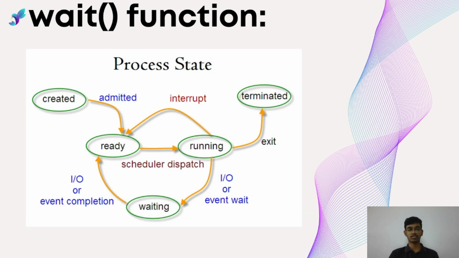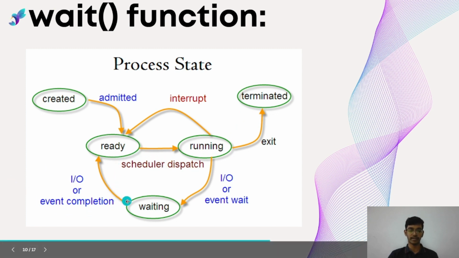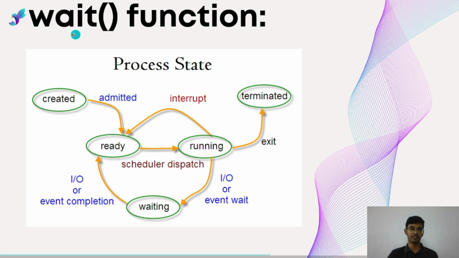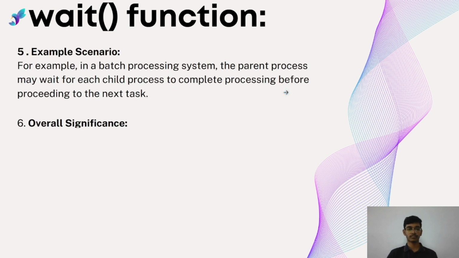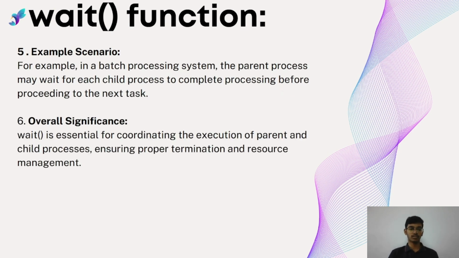So this is the flowchart of the wait function and process states. Whenever a new process is created, it enters the ready queue, and if it is accepted by the CPU, it will be running and then terminated. But whenever we get an IO or event completion wait, it goes to the waiting state, which is where our wait function comes into play. After waiting, it goes to running and finally terminated.